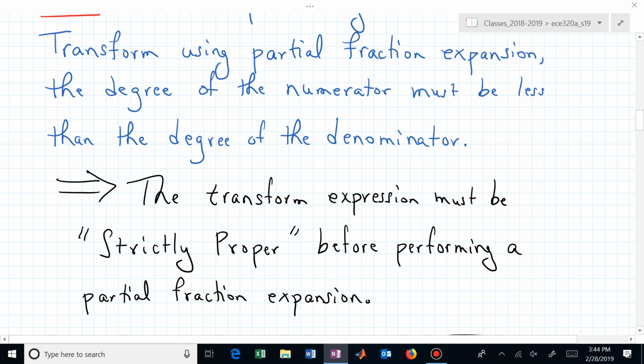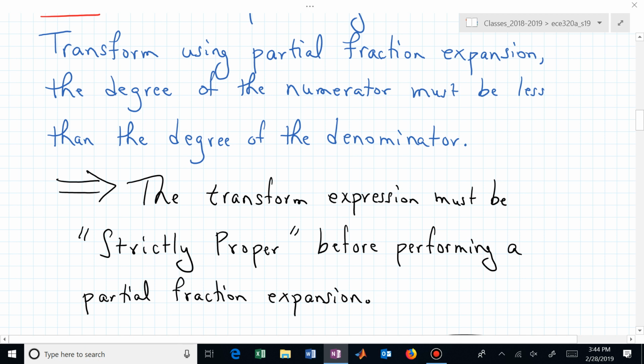You might not want to walk up to somebody and say, you look improper. That might not go over too well on spring break. But if they're an engineering type, they might actually understand what you're referring to. But here, the transform expression must be strictly proper before performing a partial fraction expansion. That's another way of stating that fact.